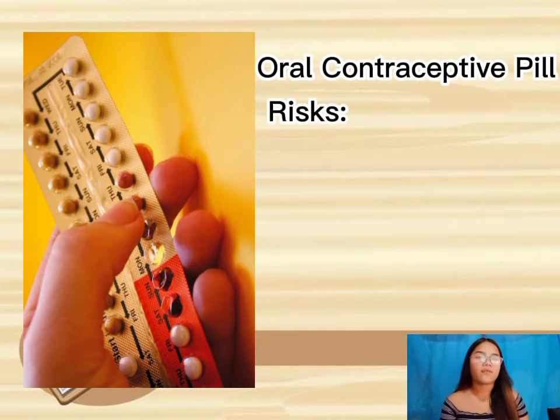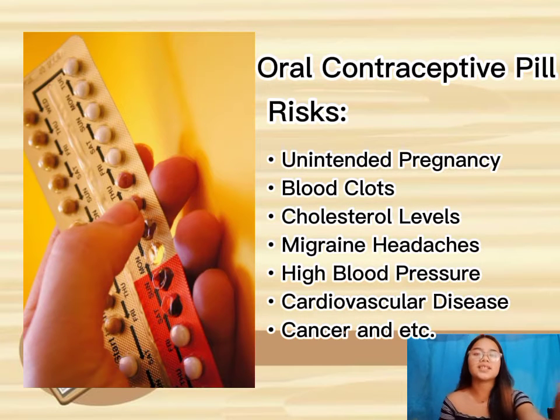And the risks of it are: first, unintended pregnancy. While birth control pills are highly reliable in preventing pregnancy, there is the possibility that you could become pregnant. Second, blood clots. Third, cholesterol levels, migraine headaches, high blood pressure, cardiovascular disease, cancer, and others.